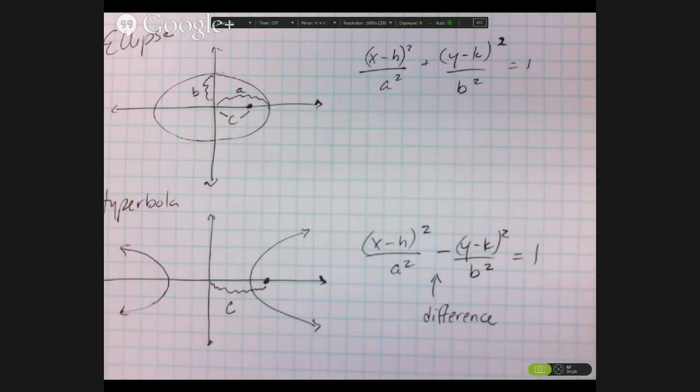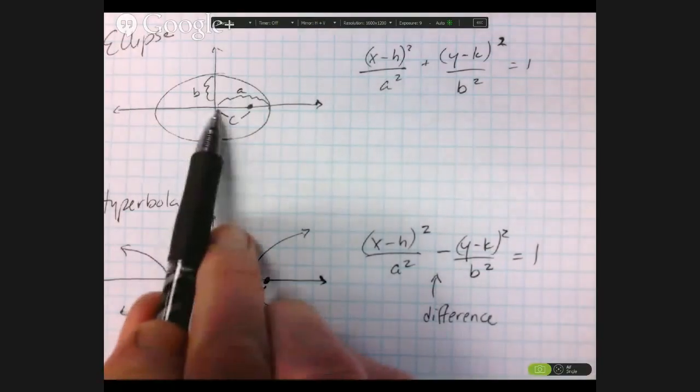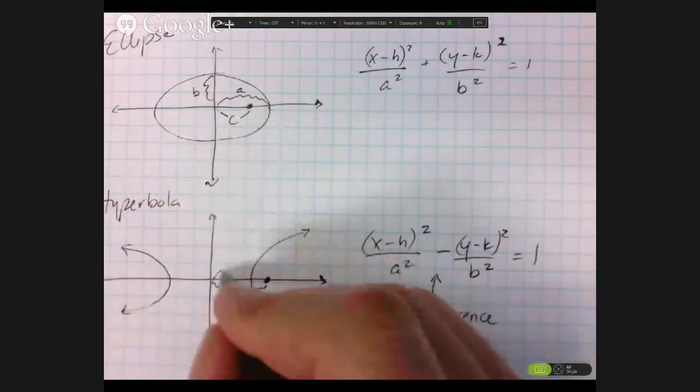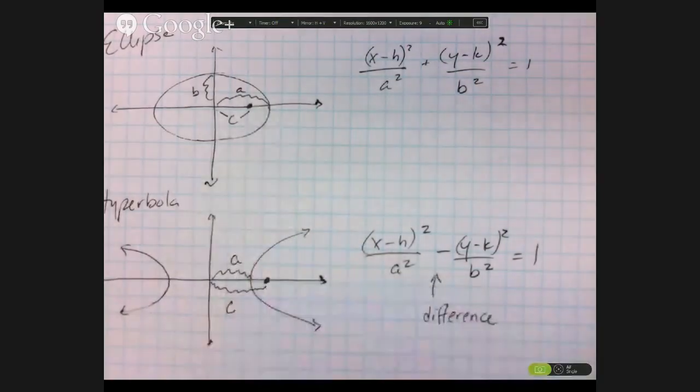Anyways. Okay, A is the distance from the center to the vertex. What do you think A is? Right there. Okay.